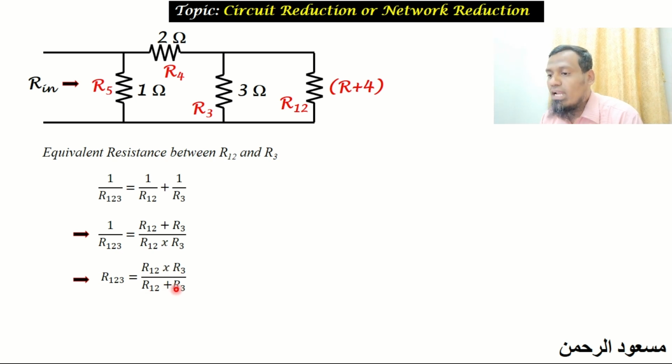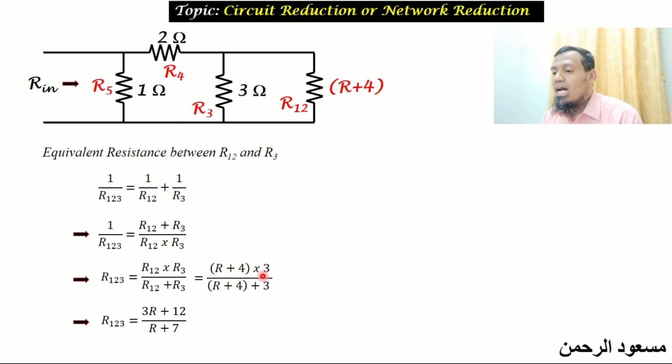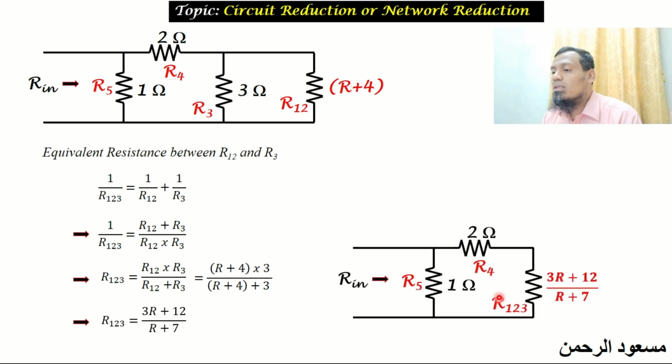So now you can put in the values of the individual resistances. R12 is R plus 4 and R3 is 3 ohm. So R12 multiplied by R3 divided by R12 plus R3. You can multiply this inside and add with this available R plus 4. So you will get R123 equals 3R plus 12 divided by R plus 7. Now we have reduced these two resistances into a single one, by which the network will take a new shape like this. Let me take this new circuit.